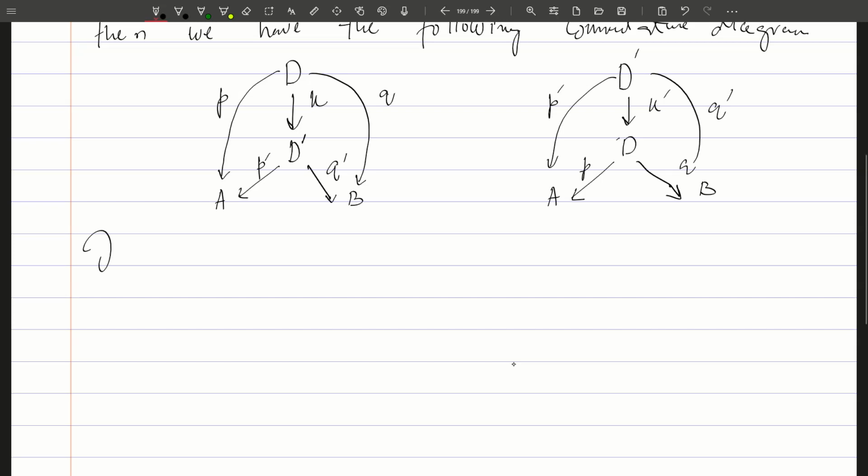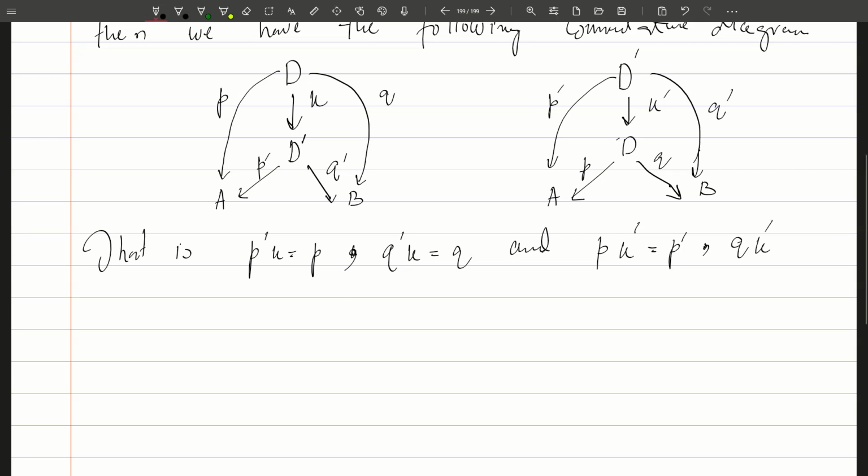That is, P prime composite with K is P, and Q prime composite with K is Q. And from this diagram we have P composite K prime is P prime, and this is the map Q here. Q composite K prime is the map Q prime. So this is what we are given.